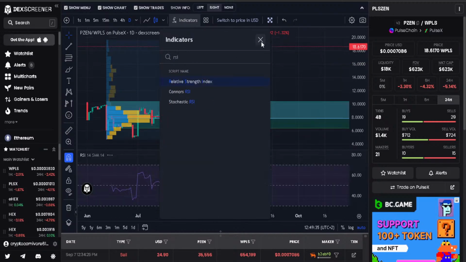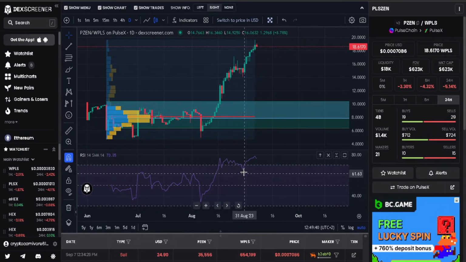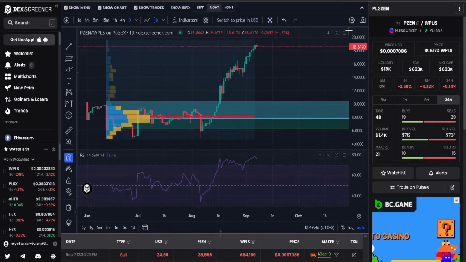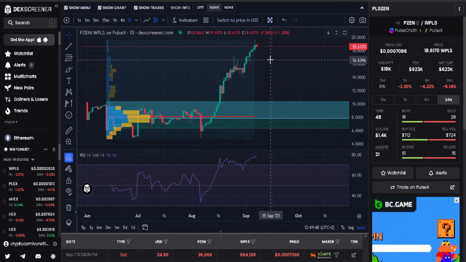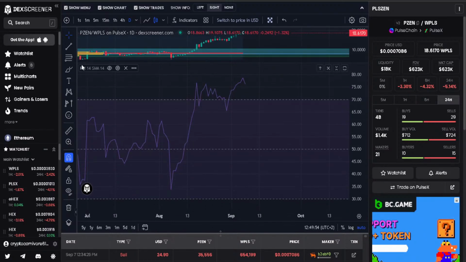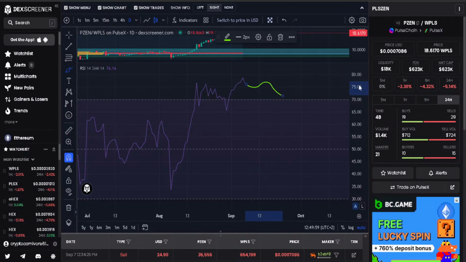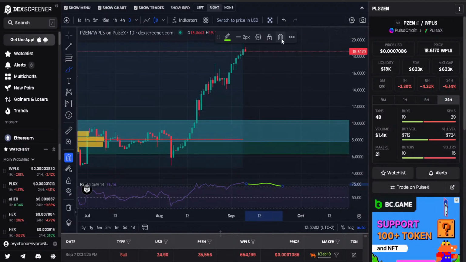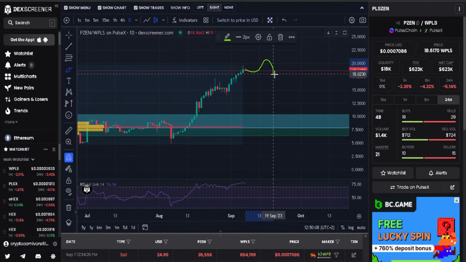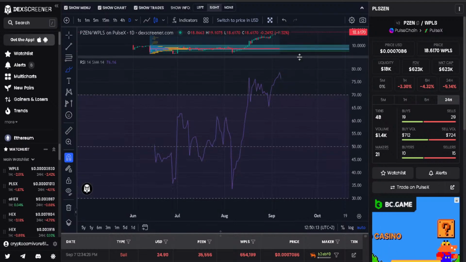RSI very high, no bearish divergences to speak of just yet, as price is making higher highs and the indicator itself is also making higher highs, but doesn't mean it can't stop here. Maybe it has one more hoorah, maybe the RSI comes a little bit down and it makes a lower high while the price makes a higher high, a little bit down and then up. That would be your bearish divergences there.